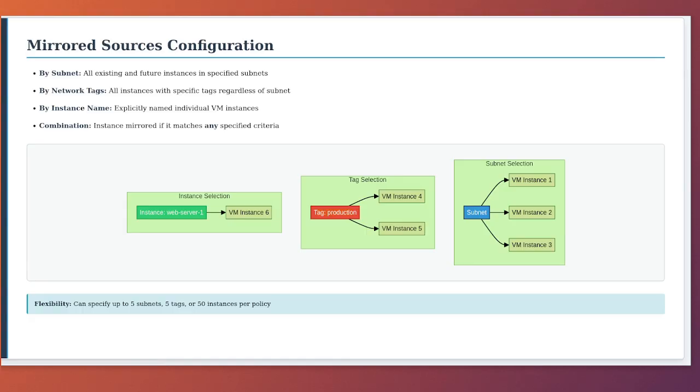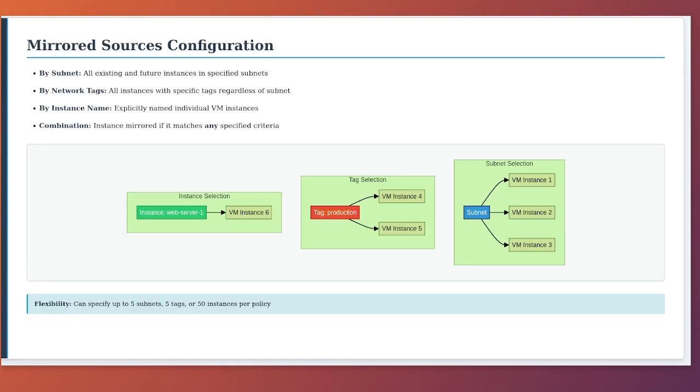Looking at the diagram on your screen, you can see how these 3 selection methods work. The top section shows a subnet containing 3 virtual machines. When you mirror by subnet, all three instances are automatically included. The middle section illustrates tag-based selection, where instances across different subnets but sharing the same tag are all mirrored together. The bottom section shows individual instance selection, where you have explicitly chosen specific virtual machines by name.